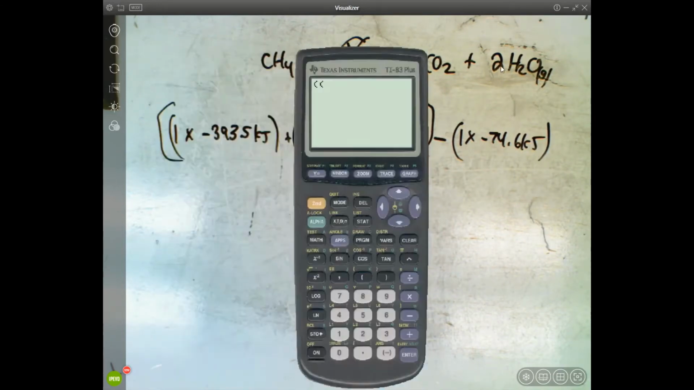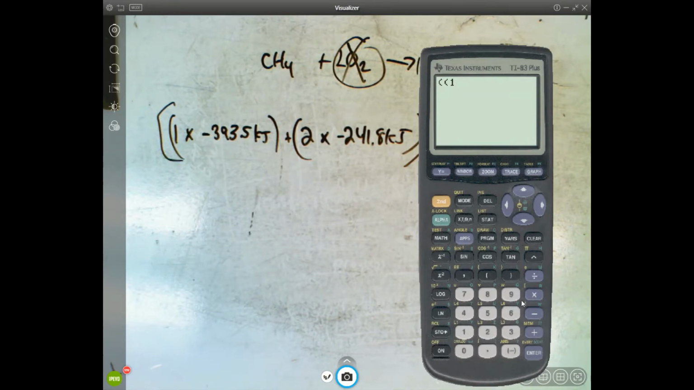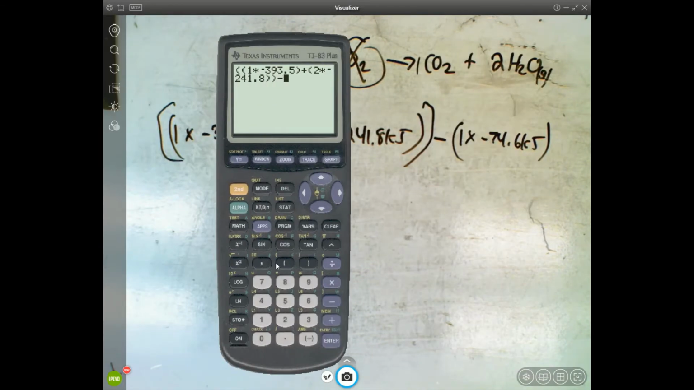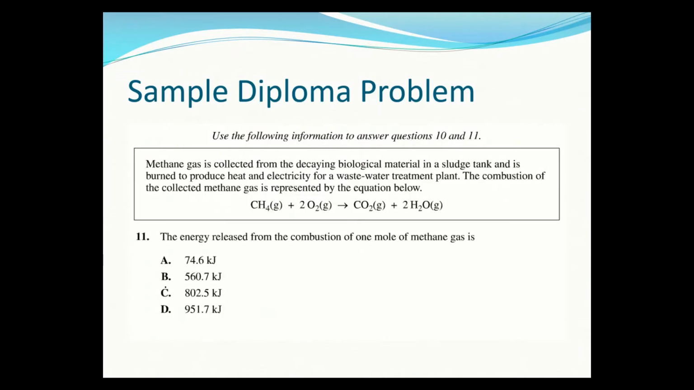So we'll go 1 times negative 393.5, and then 2 times negative 241.8. Close those brackets, and then we'll subtract it from 1 times negative 74.6. And you should get negative 802.5 as your answer, which is C.